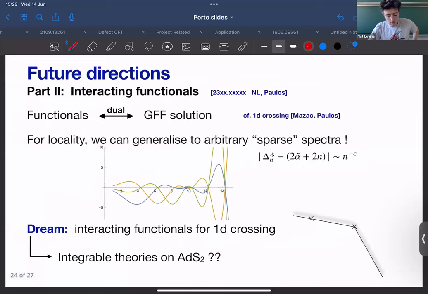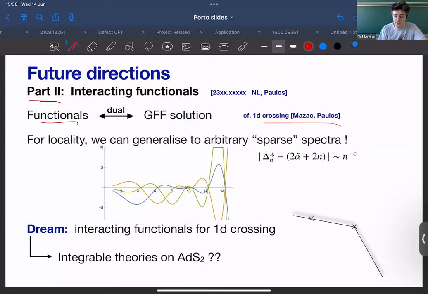But let me say something more about integrability, which relates to the second part of this series. So here we saw that we have functionals which are dual to the GFF solution. They exactly bootstrap the GFF solution, which is similar to what was found for the crossing equation in one dimension. But actually, this locality problem is simpler than the crossing equation. And in this case, we can actually generalize these functionals to interacting functionals, which exactly bootstrap arbitrary sparse spectra.